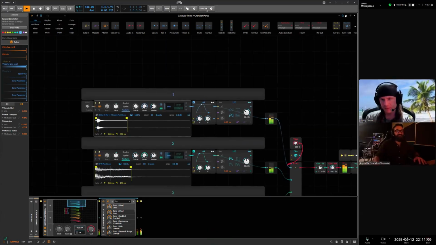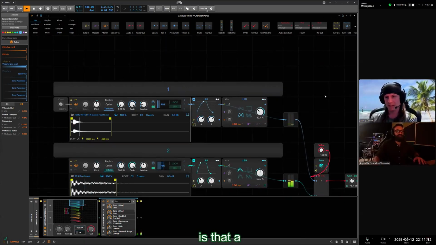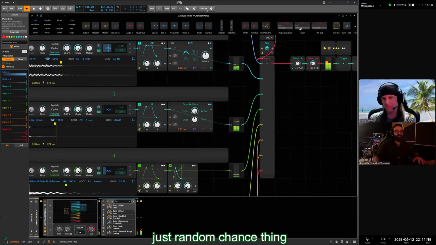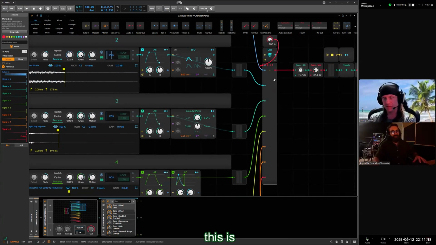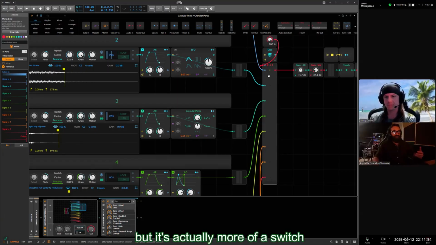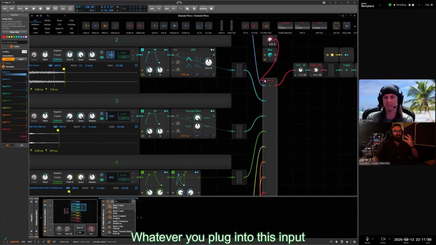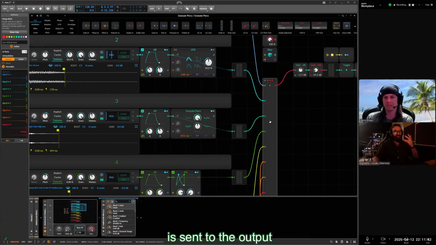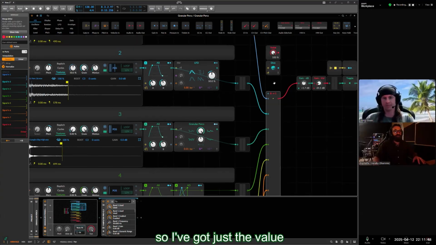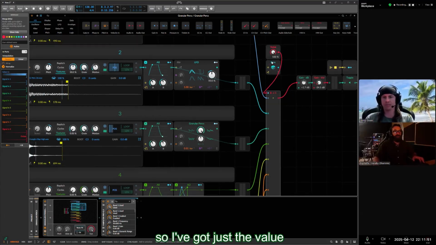The thing that they're all plugged into, is that just a random chance thing? This is what they call merge, and it's a mixer, but it's actually more of a switch. It's inspired by a sequential switch. Whatever you plug into this input determines which of these inputs is sent to the output. Yeah, that's what I figured it was. So I've got just the value. I'm controlling it manually here.